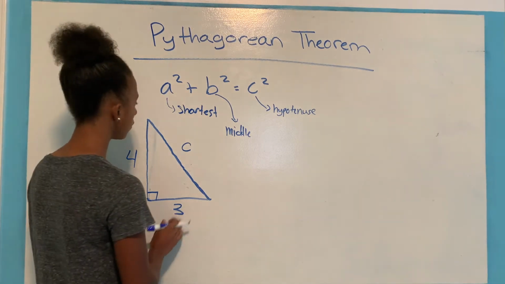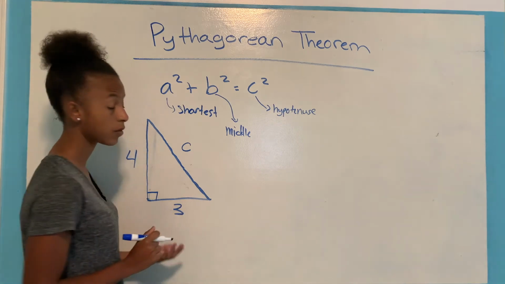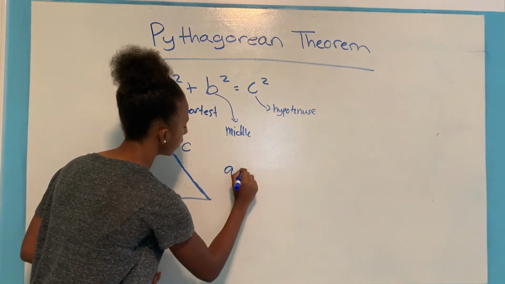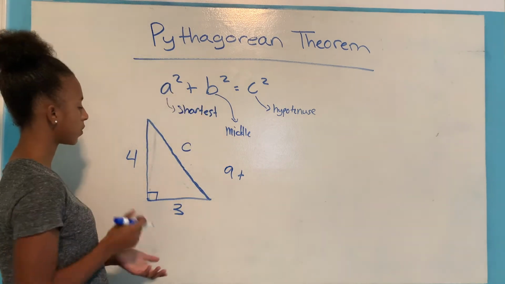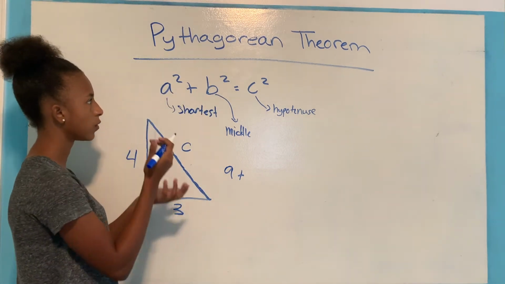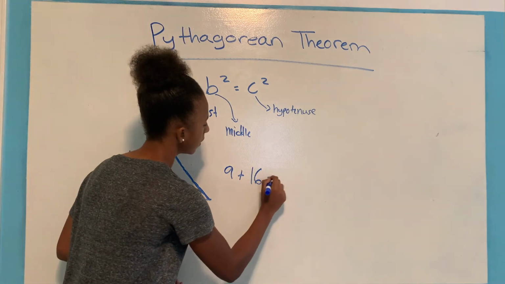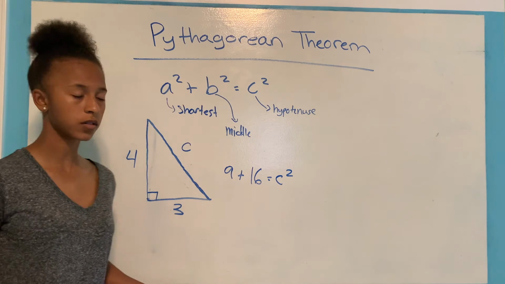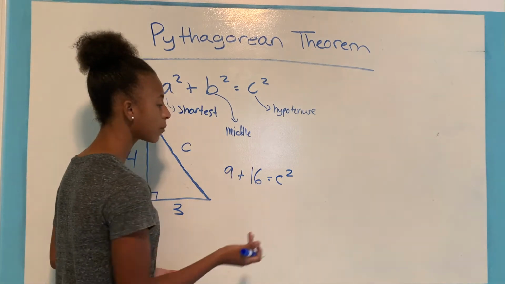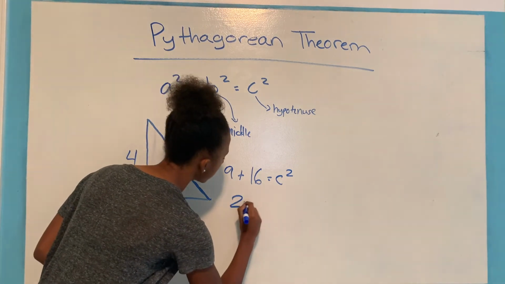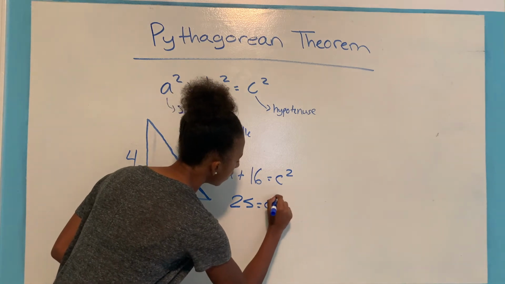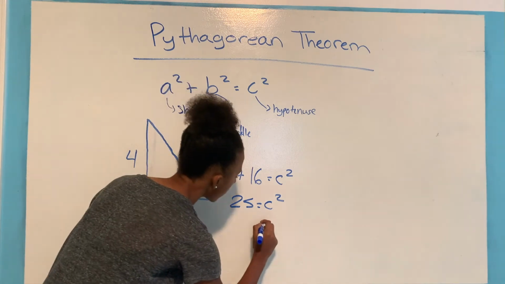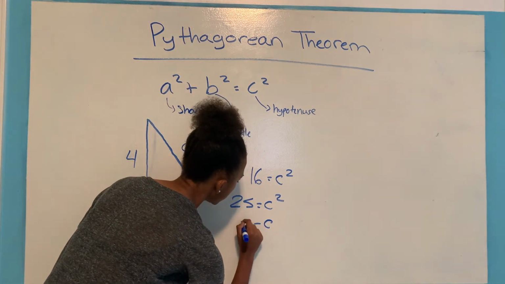You just do 3 squared, because 3 is A in this case, so 3 squared is 9. Then you do B squared, B in this case is 4, so 4 squared equals 16. That equals whatever C squared is. So 9 plus 16 is 25, and C squared equals 25. And you know that C would then have to equal 5.